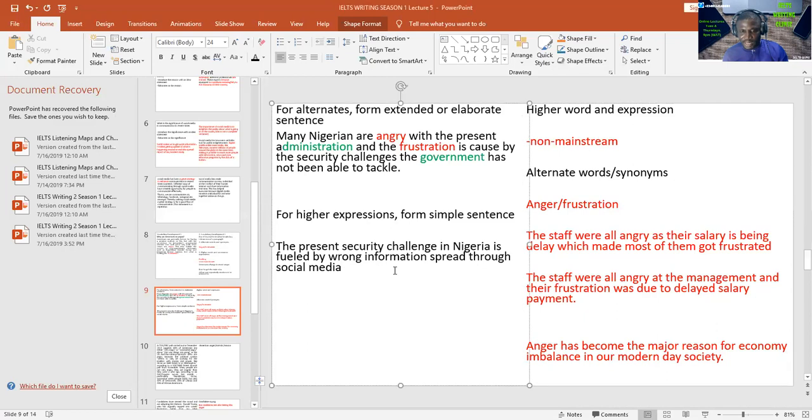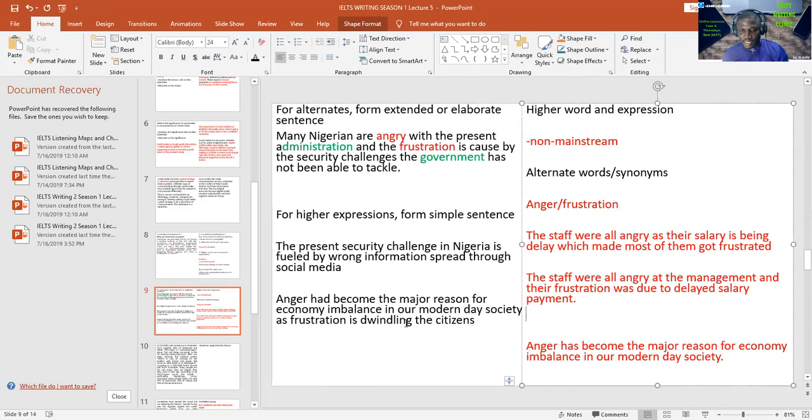I will present it now. Here, you didn't properly contextualize this statement. I said anger has become the major reason for economic imbalance in our society. As frustration is dwindling the citizens, I will say productivity. I do not agree with your logic of presentation, but this will make it better.